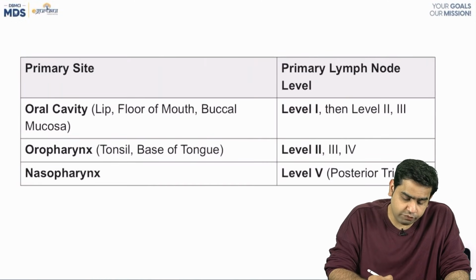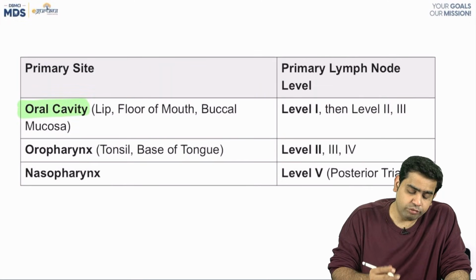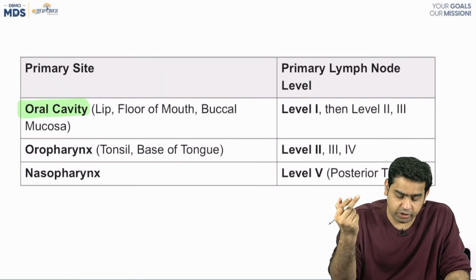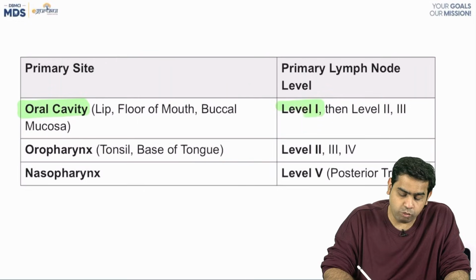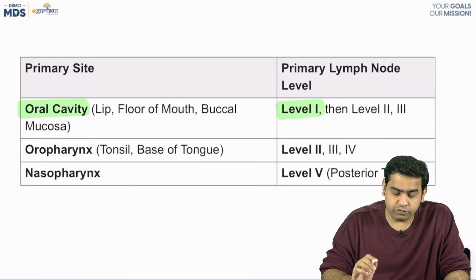So these are the few lymph node involvements which you should be aware of. For the oral cavity cancers, which basically include the lip, the floor of mouth, the buccal mucosa, and most of the tongue, what is basically involved is level 1. Okay, oral cavity cancers, especially the lip, the floor of mouth, or the buccal mucosa, most common lymph node involvement is level 1, followed by level 2 and 3, which can also be involved.